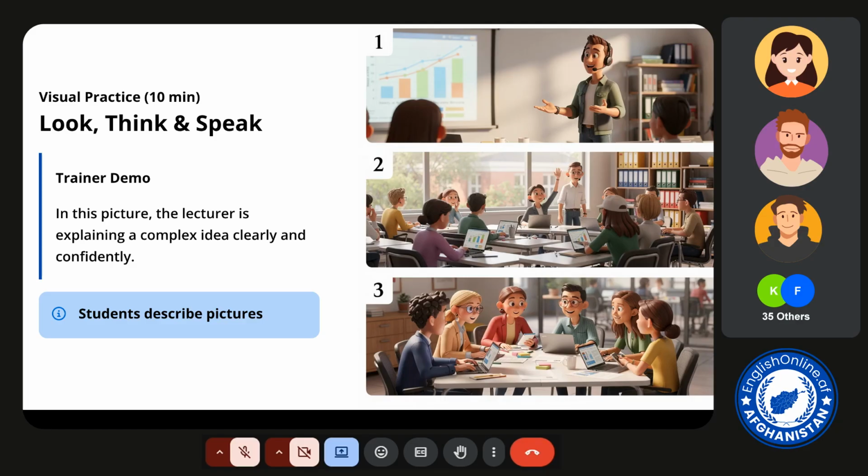Okay. In the first picture, he's a teacher and he teaches financial subjects, because on the screen we see some charts that show an increasing line.